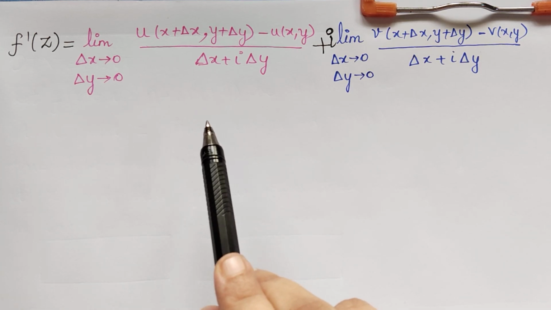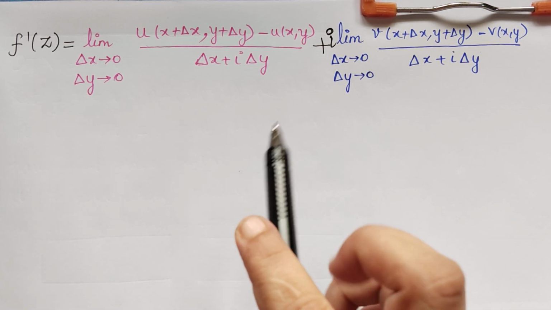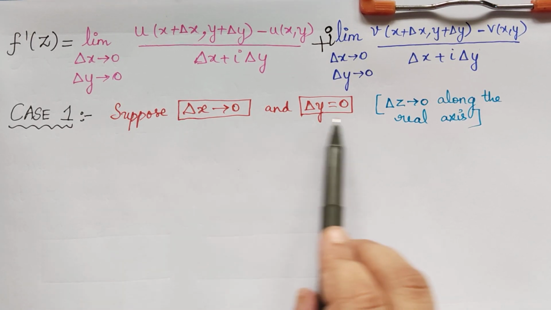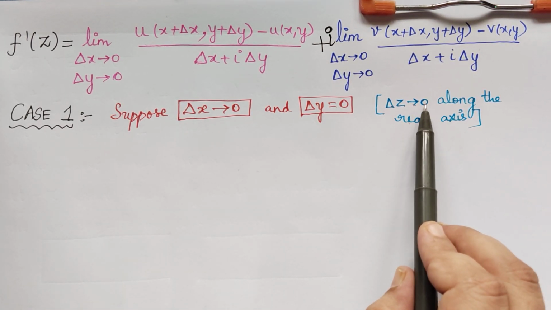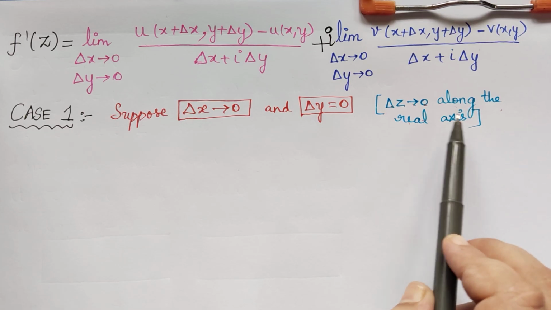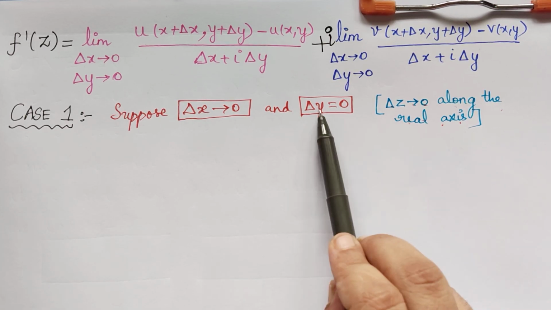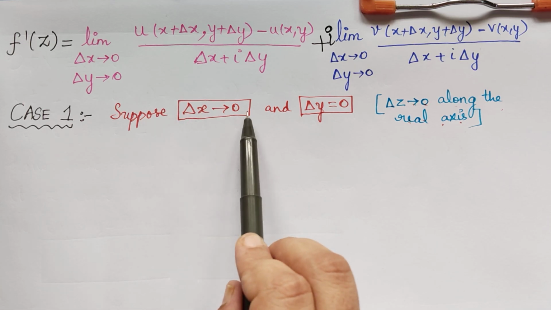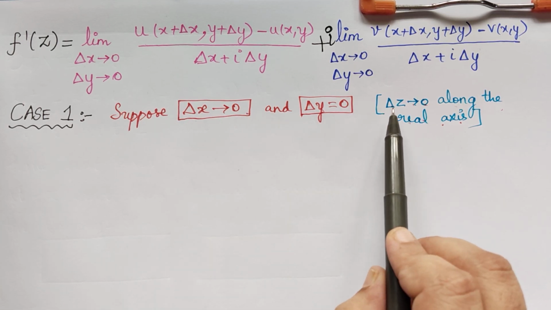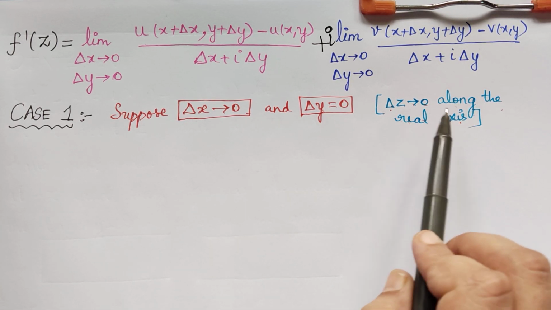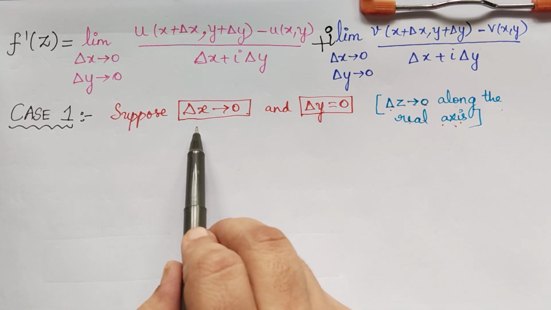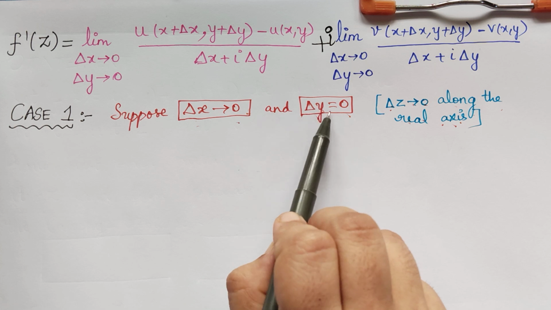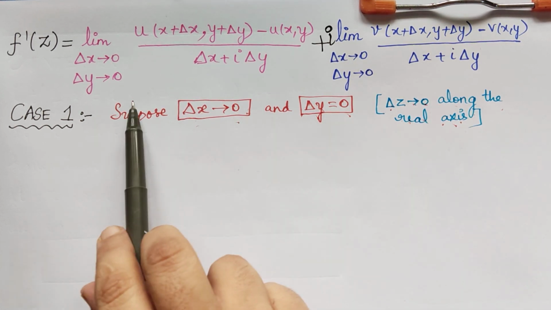Now here we will consider two cases. What is the first case that we are considering? Suppose we are considering delta z tends to 0 along the real axis. So along the real axis, we know that delta y is equal to 0 and delta x will tend to 0. So when we consider delta z along the real axis, delta x tends to 0 and delta y is equal to 0. Having this, we shall now substitute over here.